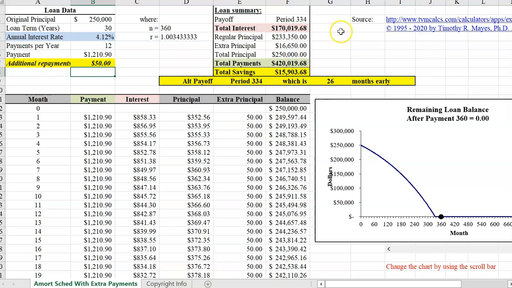So you'll notice that we've paid less interest back to the bank. That means we pay less overall, and we make a savings of nearly $16,000. This last section here also tells us the adjusted period that we'll pay the loan off. So instead of paying the loan off in 360 months, we've now paid it off in 334 months, which is 26 months early. So that's just over 2 years we've paid the loan off.